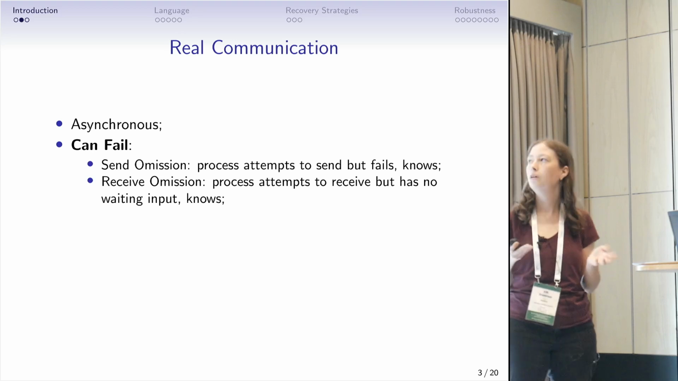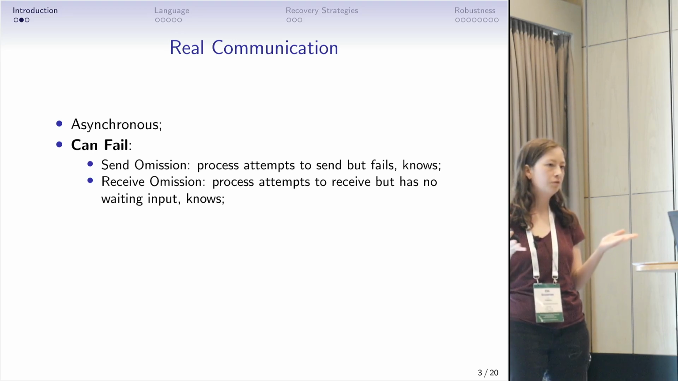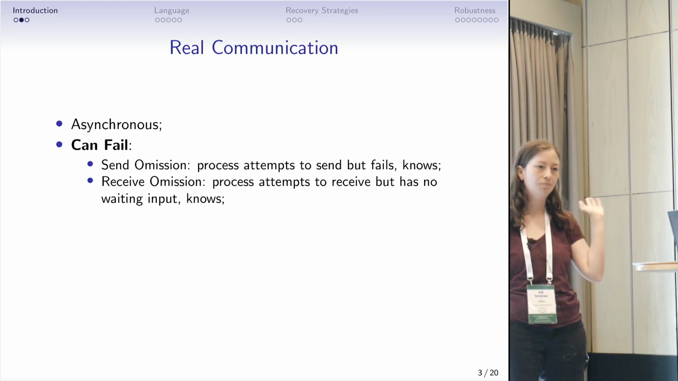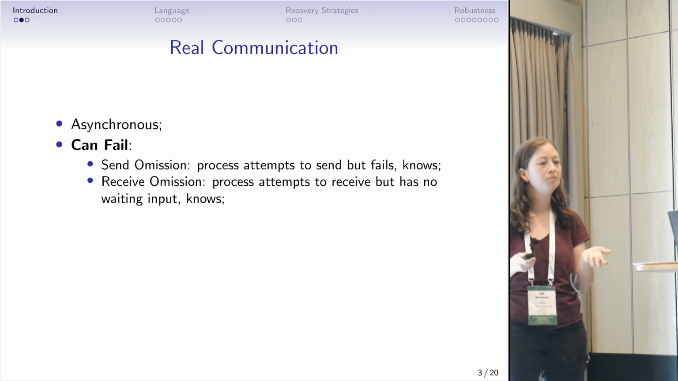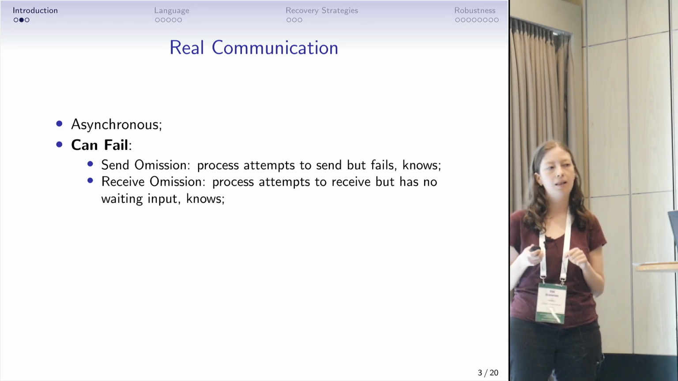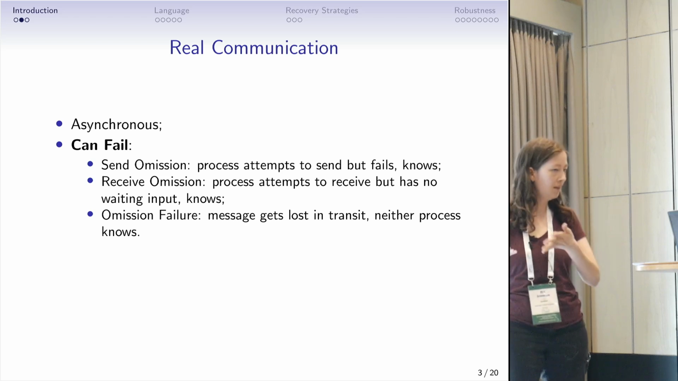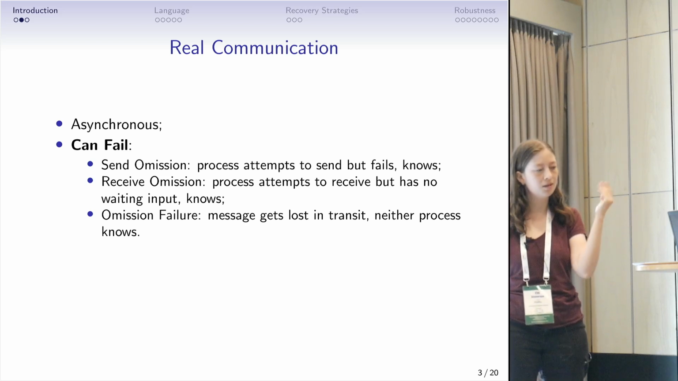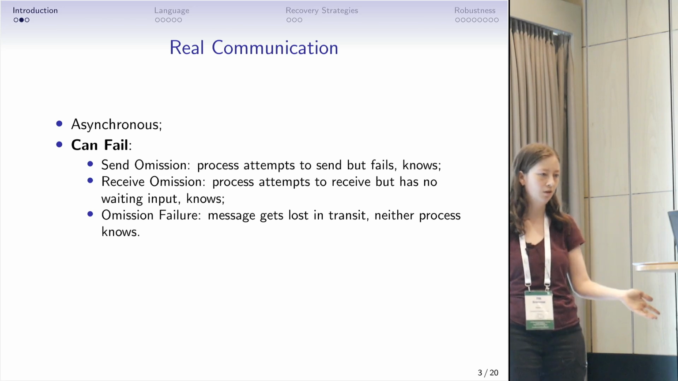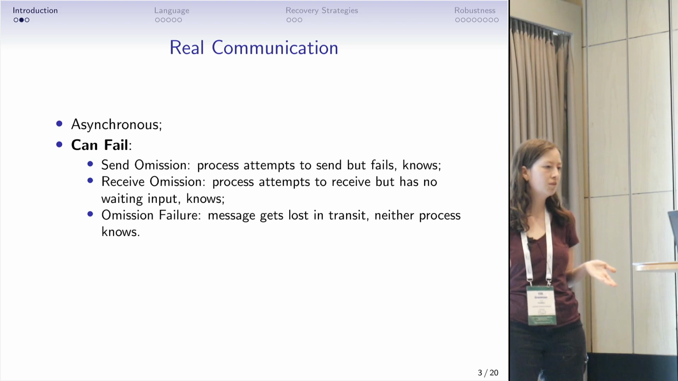Second failure, receive omission. Q tries to receive, but doesn't have anything to receive. The message hasn't reached Q yet. Q knows that this has failed. And the third is omission failure. P thinks it's sent something successfully, but somewhere on the way to Q, the message gets lost. And neither P nor Q knows that this has happened.